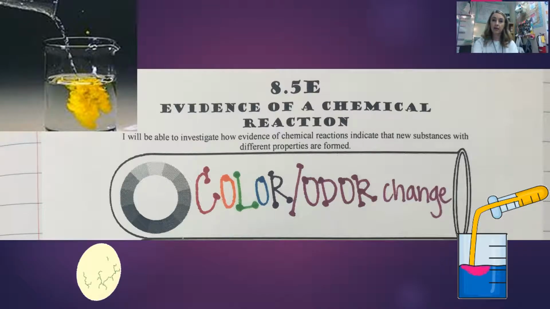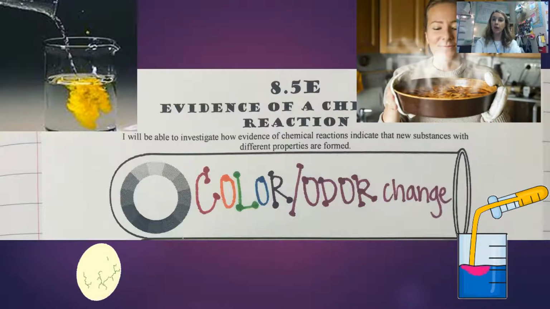Okay, another type of evidence of a chemical reaction is an odor change. So one example is something like a rotting egg or a pie baking. Usually when someone's cooking, you can smell it all throughout the house. So cooking and baking are always examples of chemical reactions, because usually there's an odor change and there's usually a color change. When you put a pie into the oven, it's usually a pale color and then it gets darker.